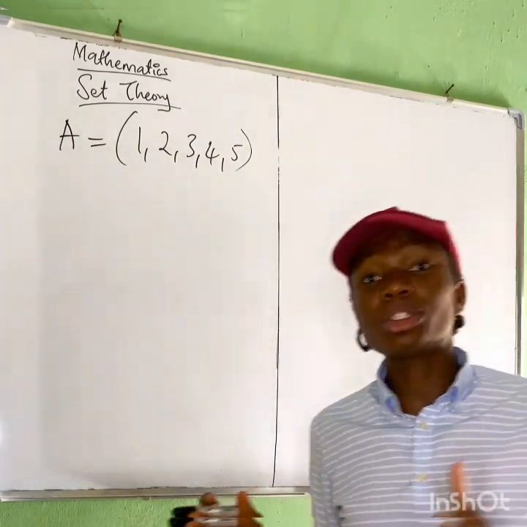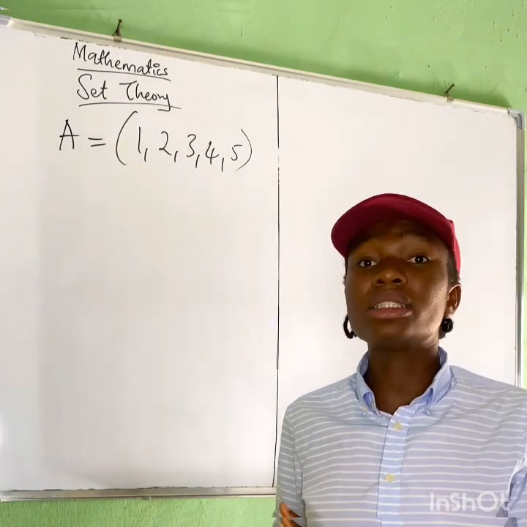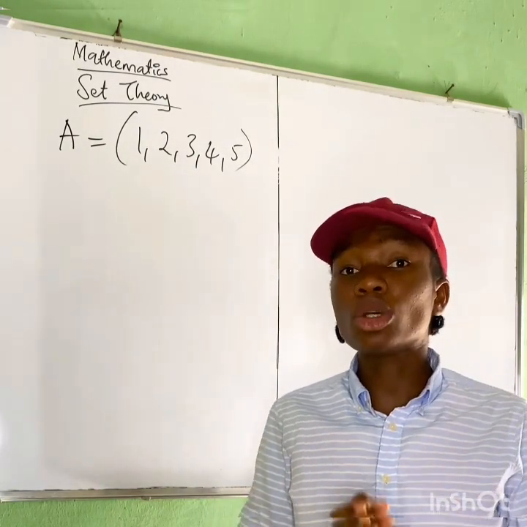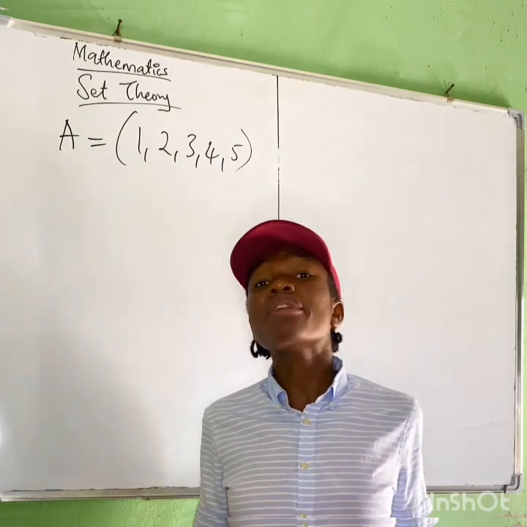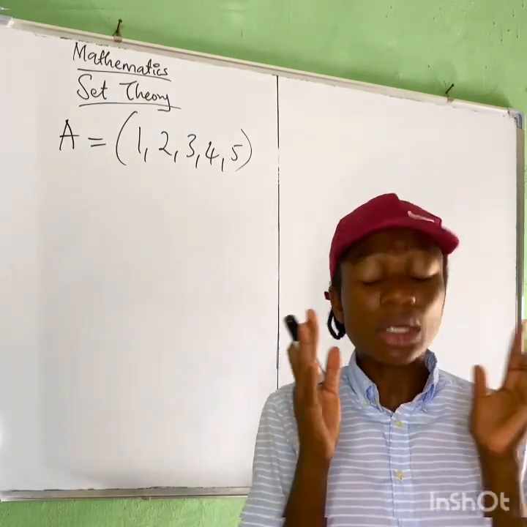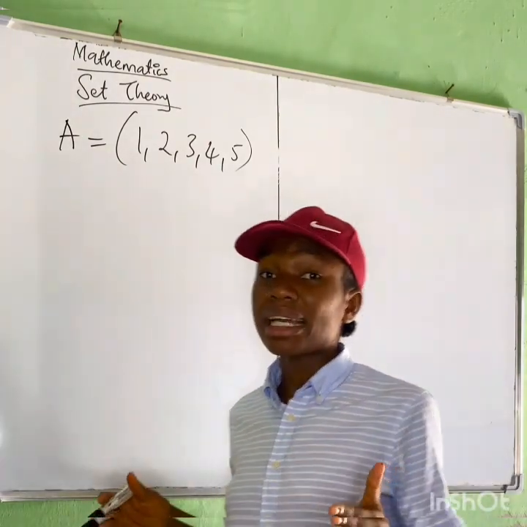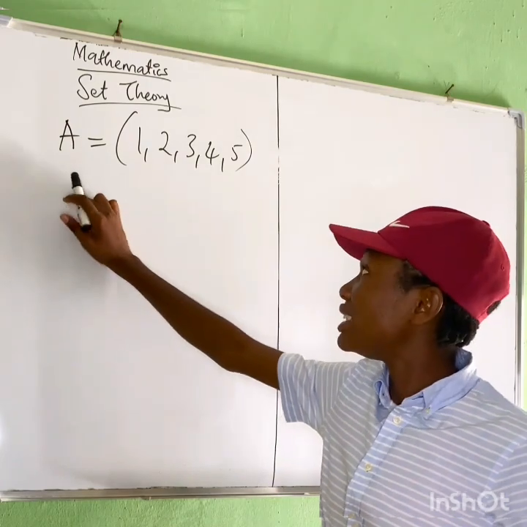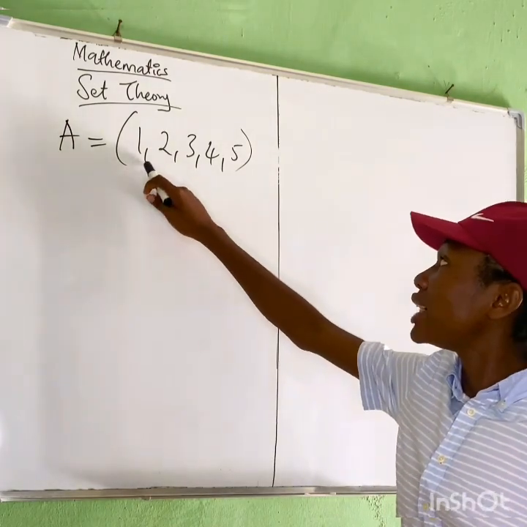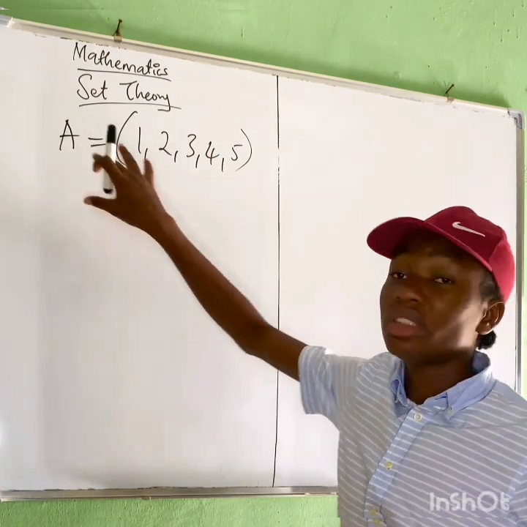What set theory is all about is how we can collect and arrange interrelated objects. In this particular video we're going to be looking at the introduction to set theory. We're going to be showing the elements, like I said, of this set A. The elements of this set are 1, 2, 3, 4. Everything you can see in this bracket is an element of the set A.